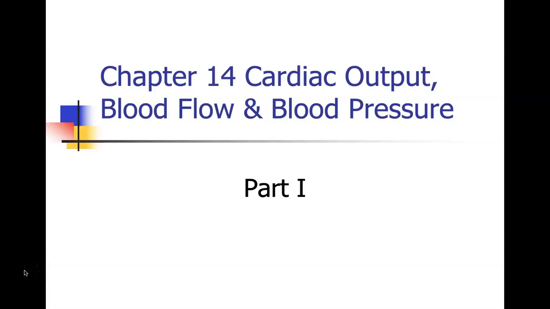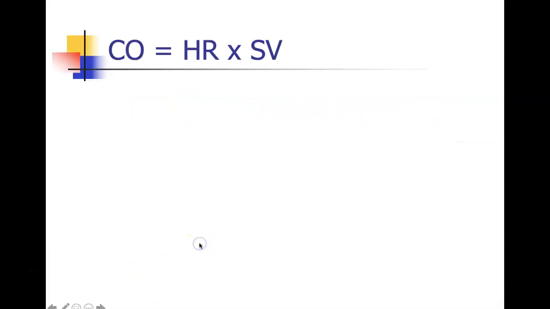Hi everyone. So our next chapter is chapter 14, talking about cardiac output, blood flow, and blood pressure. This builds on chapter 13 where we talked about heart anatomy and the cardiac cycle. And now we'll discuss more about the calculations of cardiac output and then how that affects flow and blood pressure.